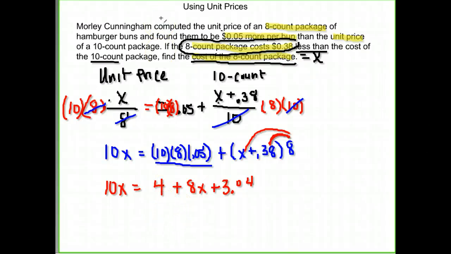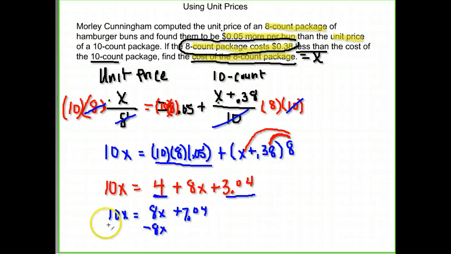All right, now we need to work to solve this equation. I'm going to change colors so we can see the difference. I need to combine like terms. So see the 4 and the 3.04, they're on the same side, so I can go ahead and add those together. And I have then 8x plus 7.04. I need to get the x's on the same side. So I'm taking this positive 8x. I'm going to subtract 8x from this side of the equation, which means I have to do the same on the other side. And I end up with 2x equals $7.04.